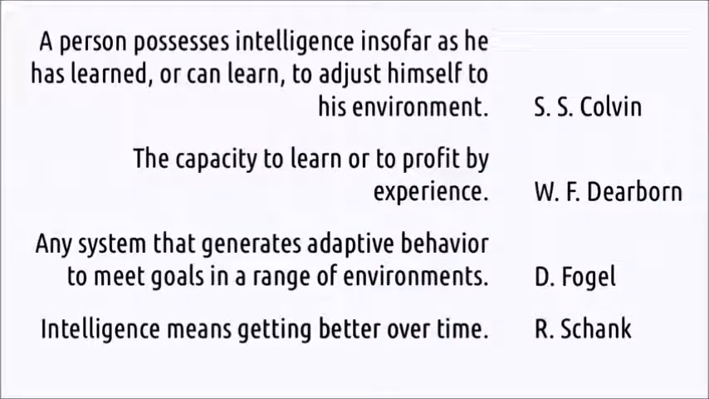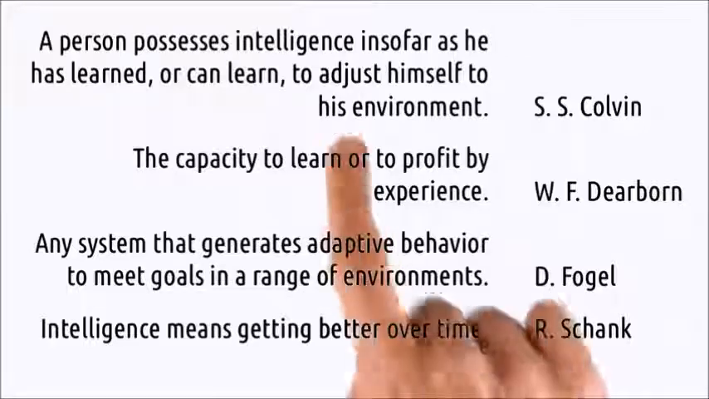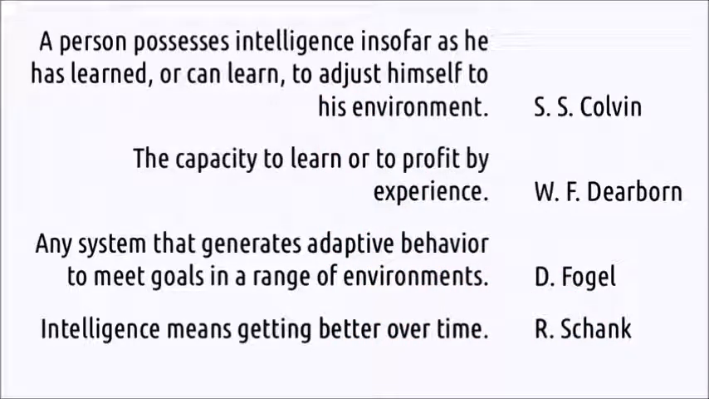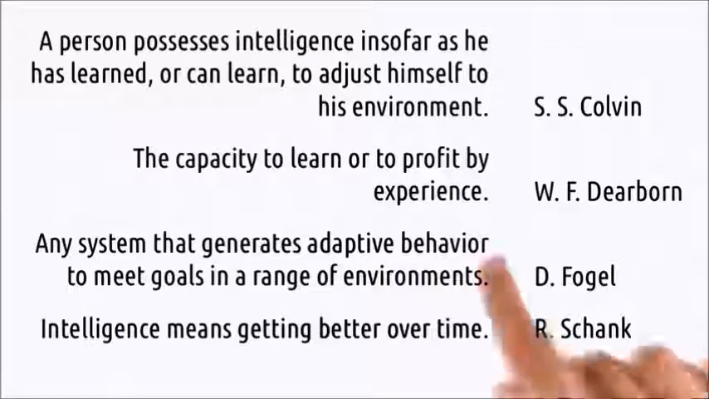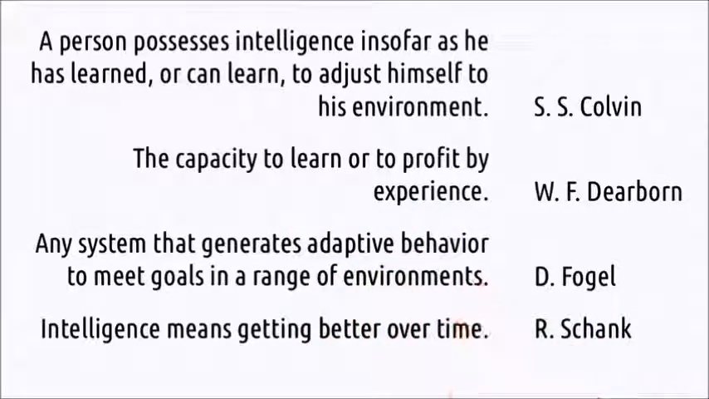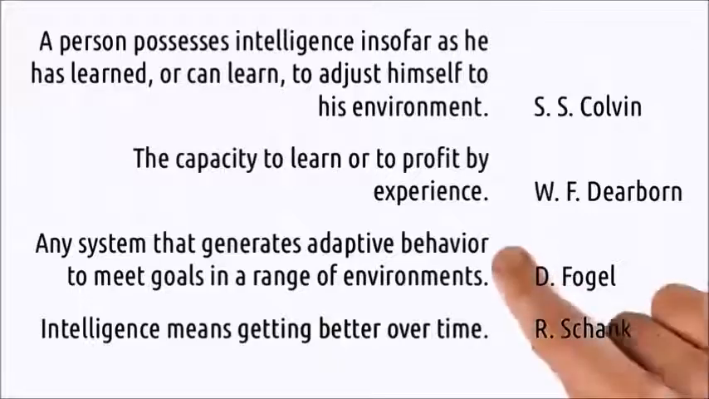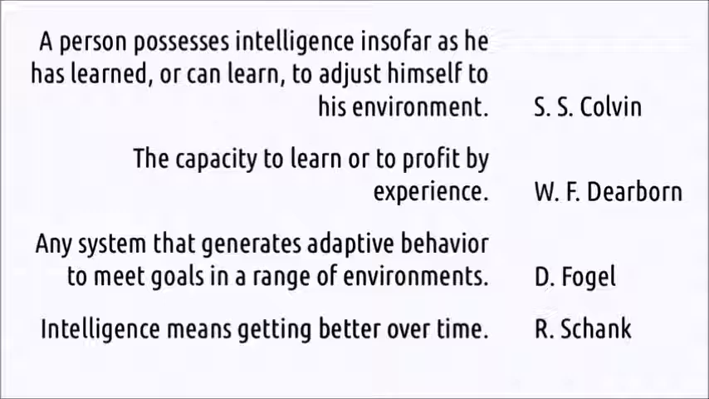In fact, if you look at some of the definitions of intelligence out there, you'll find that many people actually define feedback cycles as the hallmark of intelligent behavior, or they might define intelligence as abilities that must be gained through feedback cycles. Colvin's definition, for example, involves adjusting to one's environment, which means acting in it and then evaluating the results. Dearborn's definition of learning or profiting by experience is exactly this as well. You do something and experience the results and learn from it. Adaptive behavior in general can be considered an example of a feedback cycle. Behavior means acting in the world, and adapting means processing the results and changing your behavior accordingly. And most generally, Schenk's definition is clearly an ability gained through feedback cycles, getting better over time based on evaluation of the results of one's actions in the world.